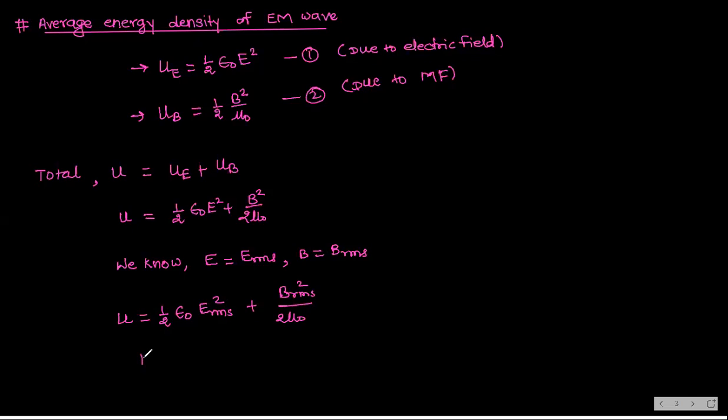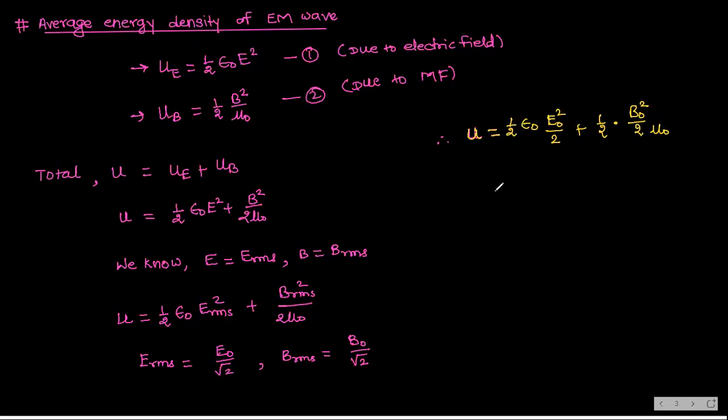Now ERMS and BRMS values. ERMS is equal to E naught by root 2 and BRMS is equal to B naught by root 2. So therefore, now this energy, I'm writing with small u, is equal to half epsilon naught, this ERMS square is there, no? So at that place, E naught by root 2 whole square means E naught square by 2, plus half into B naught square divided by 2 into this mu naught, right?